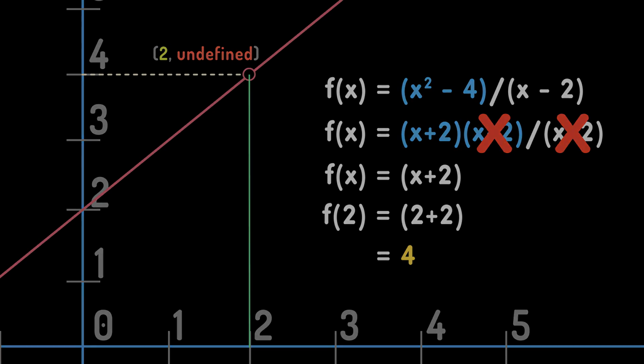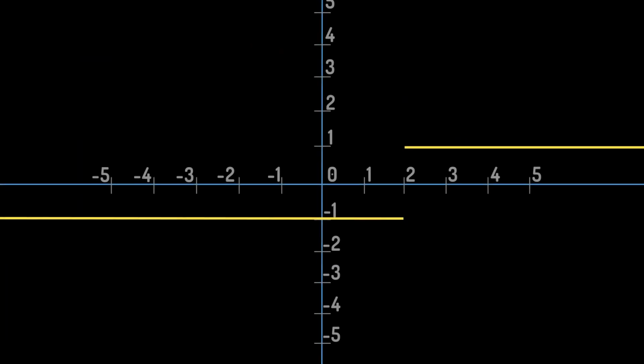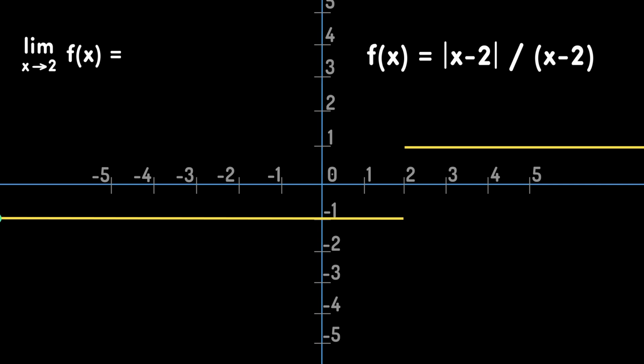Now, here's another example to help Zach understand limits. With this graph here, f(x) is equal to the absolute value of x minus 2 over x minus 2. If you look at this graph, what is happening as x approaches 2? We can see that the limit from the left side is equal to -1, and the limit from the right side is equal to +1.